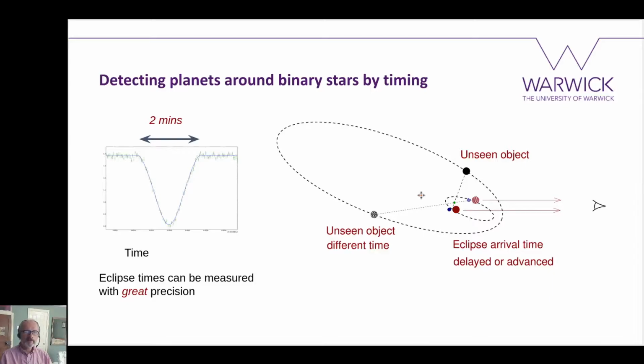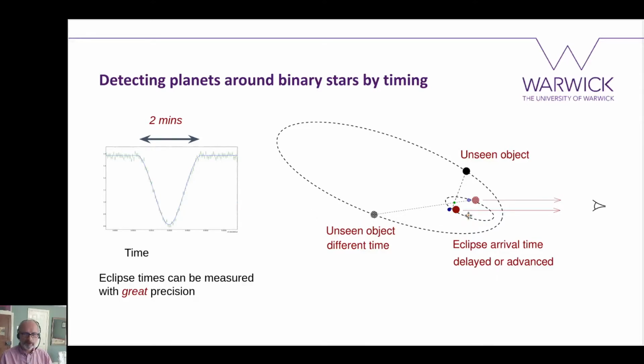Another different aspect is that you can detect planets around binary stars through timing with high-speed observations. So here's an example of an eclipse, just to show you that they can be very short. This is just 2 minutes long, and I can run a model through the data to determine its position to very, very precise values, much less than 2 minutes, in fact less than seconds in some cases. So I'm able to say when the eclipse happens to second or sub-second precision.